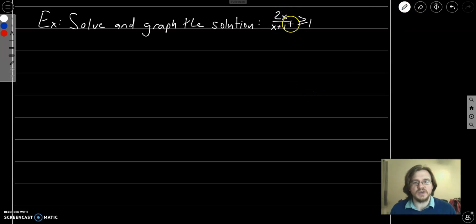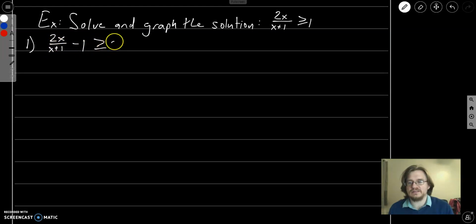We've got 2x over x plus 1 is greater than or equal to 1. We want to know when this is true. So just like with polynomials, we want to get everything on one side. So we'll subtract 1 from both sides. We get that this is greater than or equal to 0. When we look at this, it no longer looks like a rational function. It doesn't look like a polynomial divided by a polynomial.